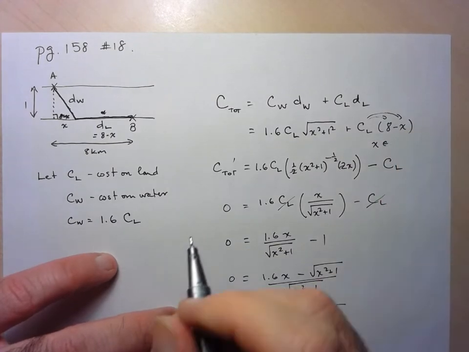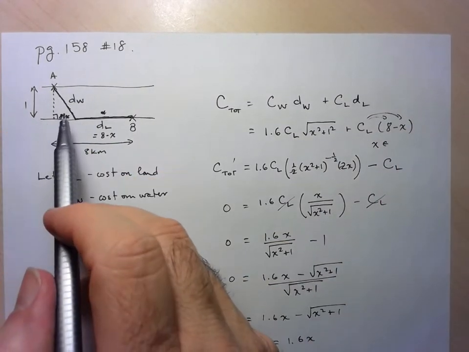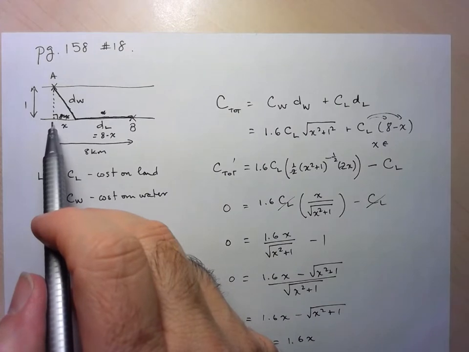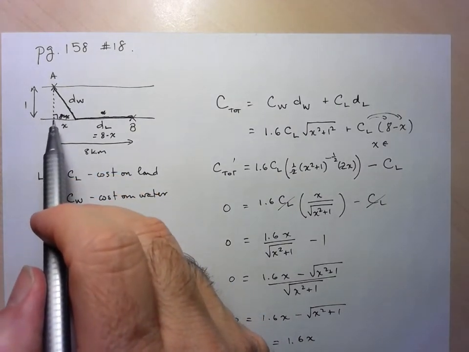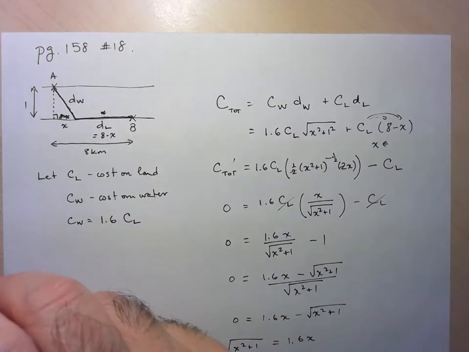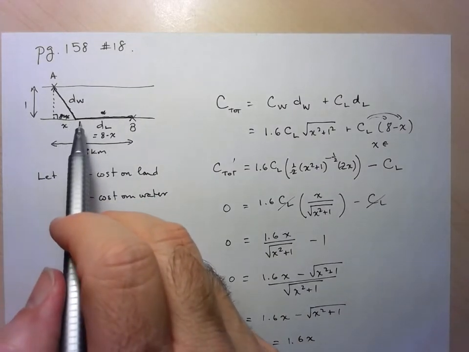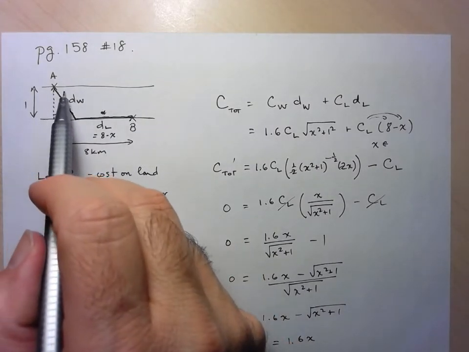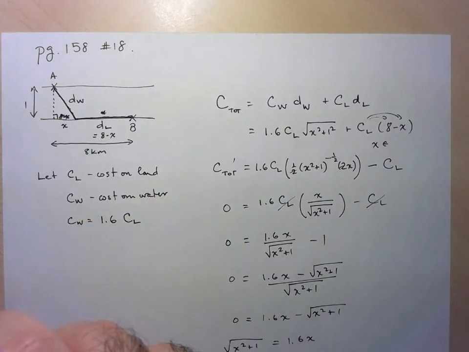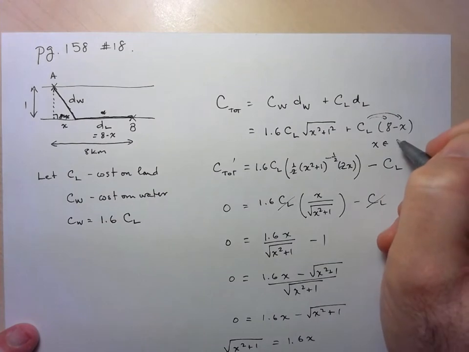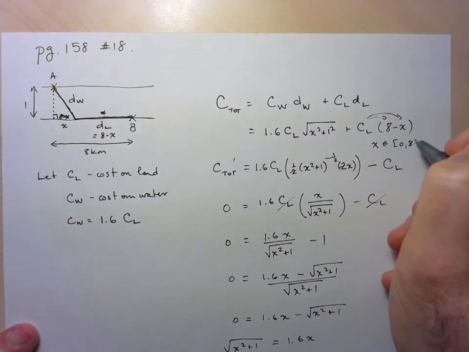Okay, because I see that at the very least, x can be equal to 0, because if it's equal to 0, it means it comes straight down and then across. And the other option is that x is equal to 8, meaning this is just going to go straight across the river all along the water. So here x has to lie between 0 and 8.